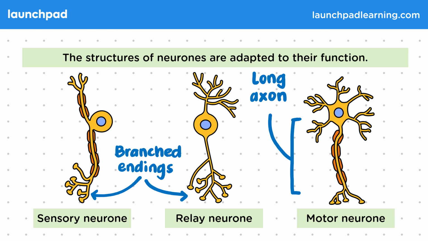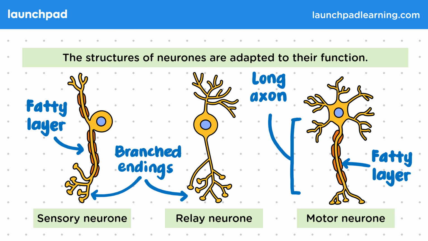In fact, neurons are some of the longest cells in the body. They can be up to 1 meter long in humans. Finally, we have this fatty layer. Insulating fatty layers speed messages up by reducing the number of electrical impulses that are lost. It's only the sensory and motor neurons that have this fatty layer. Relay neurons don't. The reason for this is that sensory and motor neurons carry signals over much longer distances compared to relay neurons. What is it that makes reflexes automatic?